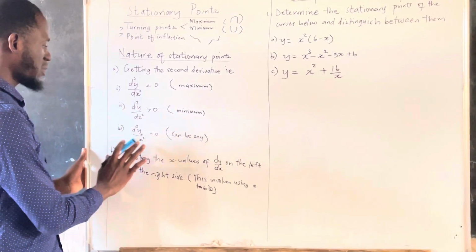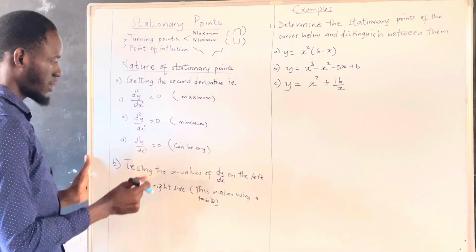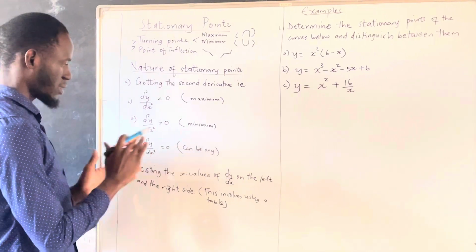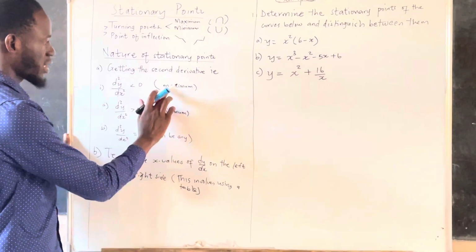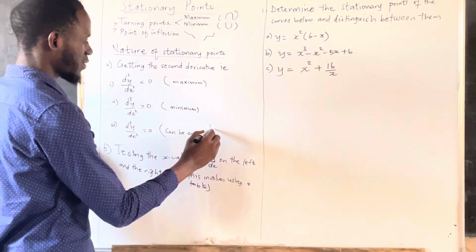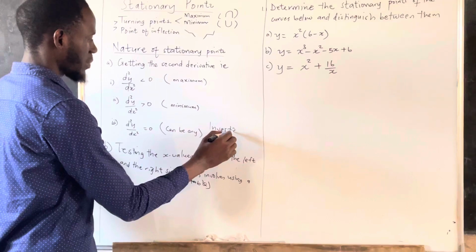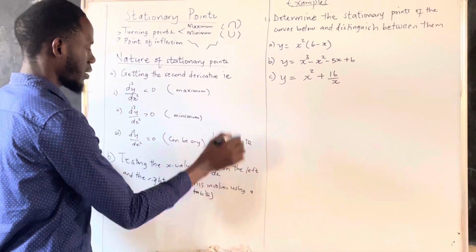Then if the second derivative is equal to 0, after substituting in the value of x for which the curve is stationary, it can either be a maximum, a minimum, or point of inflection. So at this point we need to investigate further using some other method.